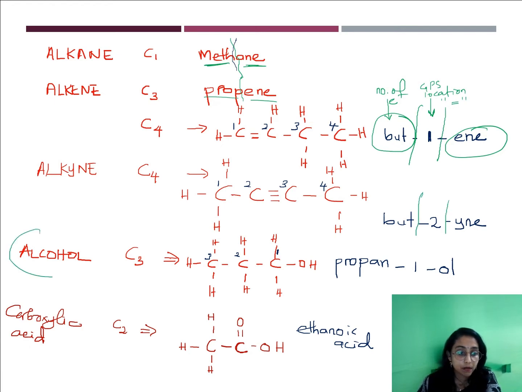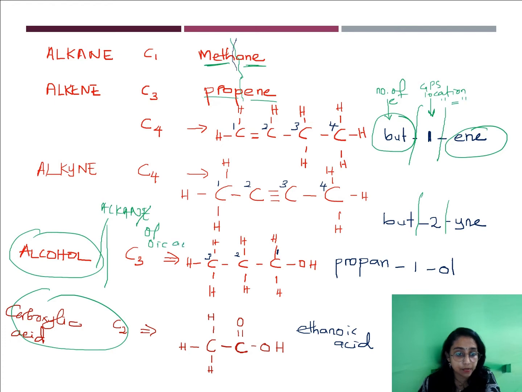But when it comes to alcohol and carboxylic acid, remember the name must be derived from the respective alkane. Just take the E out and substitute it with -ol for alcohol and -oic acid for carboxylic acid.